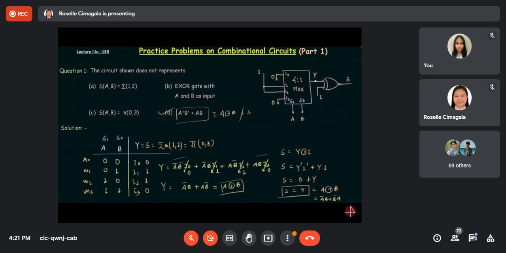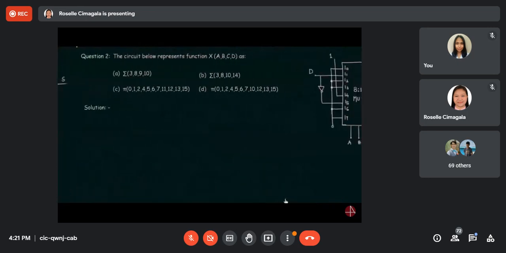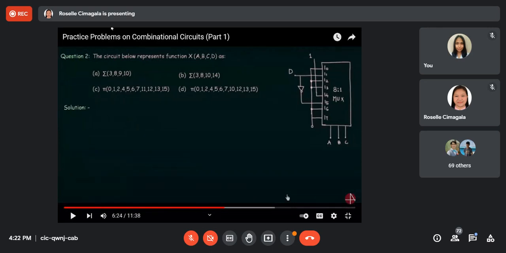Now let's move to our example number 2. By the way, you may take a screenshot of the solution so that you can review how it is done. Anyway, you could review the video also. And let's proceed to problem 2.